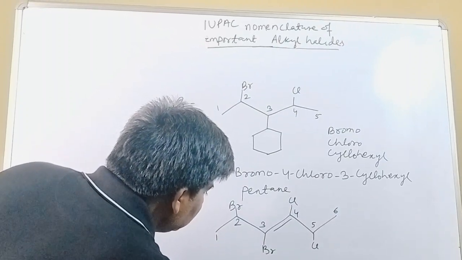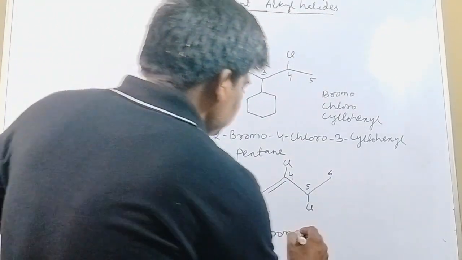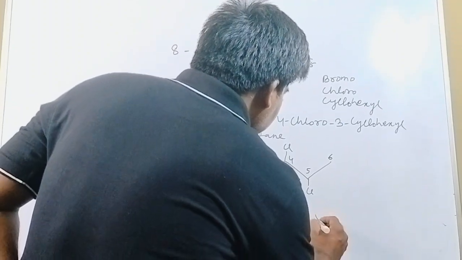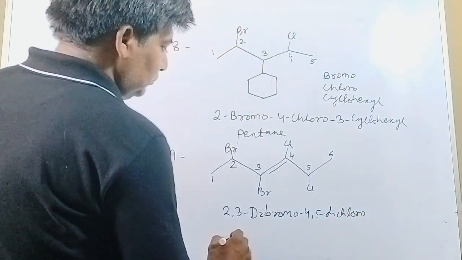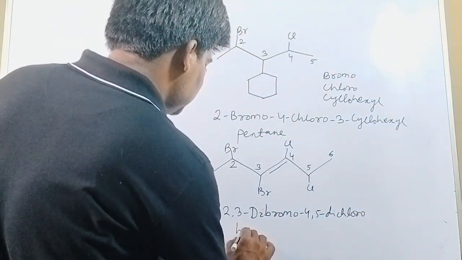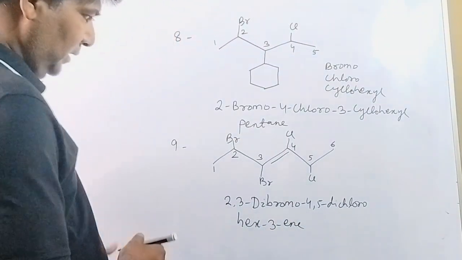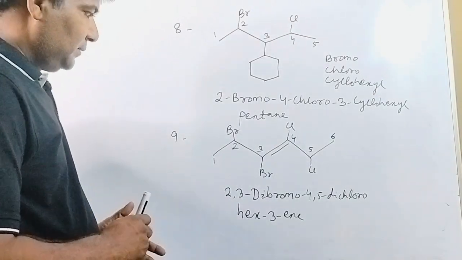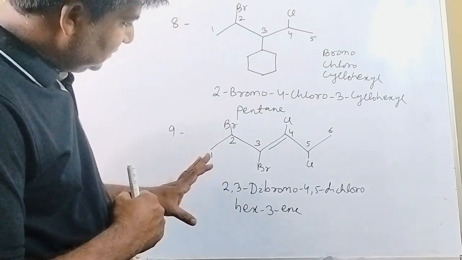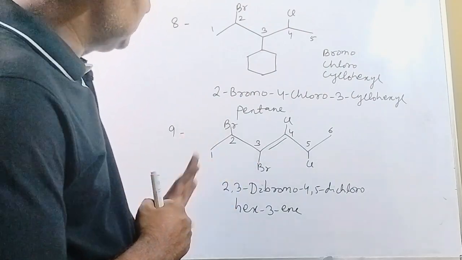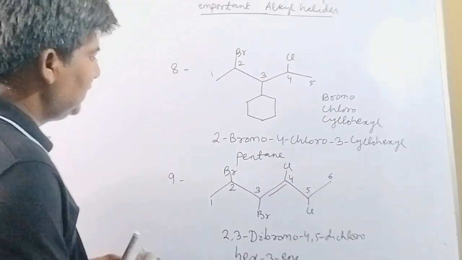This is 2,3-dibromo-4,5-dichlorohex-3-ene. The double bond is between the third and fourth carbon atoms. That's why it is hex-3-ene. So let us go to the next example.